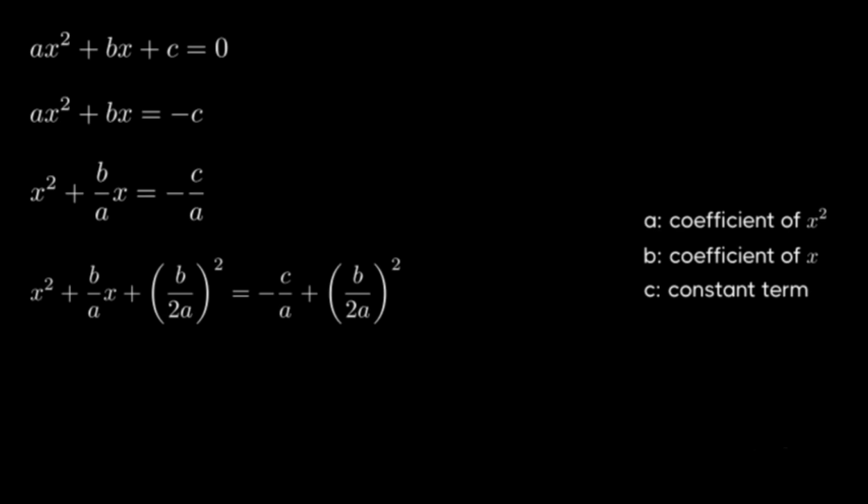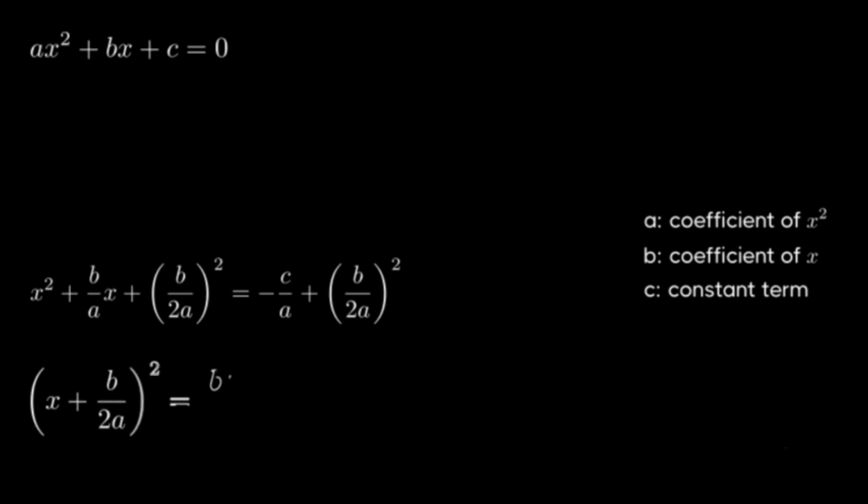Now we use the completing the square method. To make the left side a perfect square trinomial, we add the square of half the coefficient of x to both sides. That's adding the term b over 2a squared to both sides of the equation. The left side is now a perfect square that can be factored as x plus b over 2a squared. Remember that a perfect square trinomial follows the pattern first term squared plus twice the product of the first and second terms plus the second term squared.